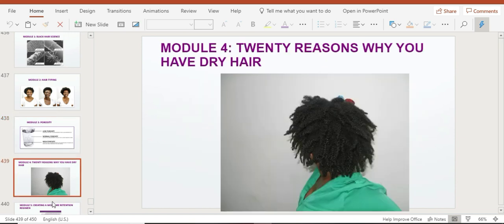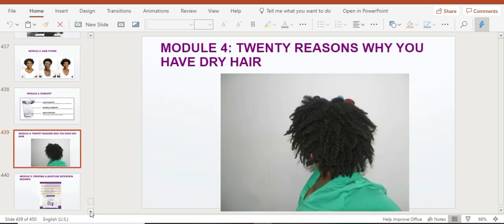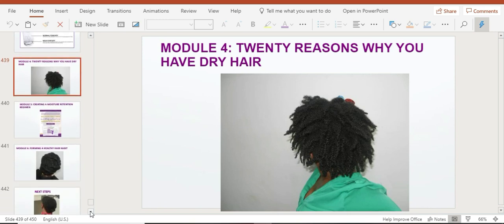In module number 4, I went over the 20 reasons why you consistently have dry hair, and I also shared what you do about each. So just in case you have a problem with one reason, what you do, and then if your environment changes, your routine changes, your health changes, and what can you do now that you are facing this other type of problem. So I dove right into all these multiple reasons why you constantly have dry hair.